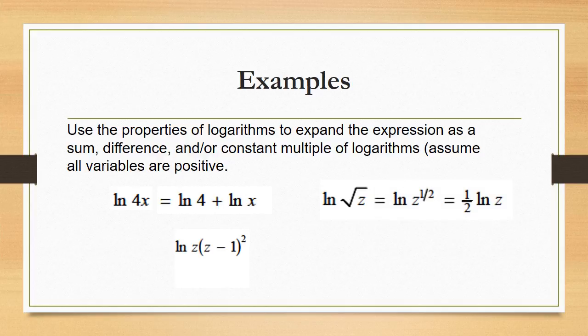This last one is a little more involved. You need to split apart the multiplication first, and then you need to bring the power down front. So we have the natural log of z plus 2 times the natural log of z minus 1. You cannot split up the z minus 1. Remember, we can only split up things that are multiplied, divided, or powers.